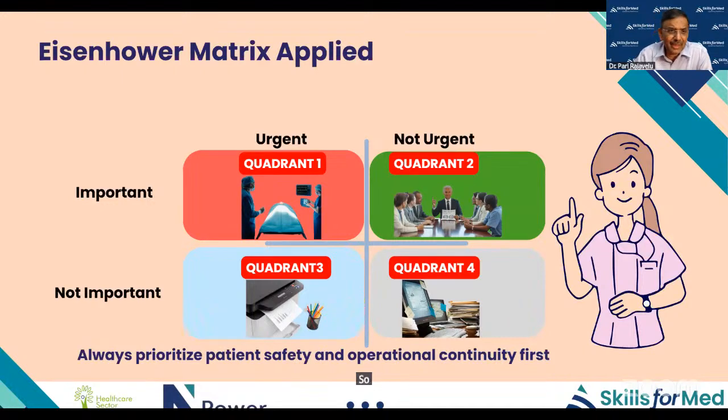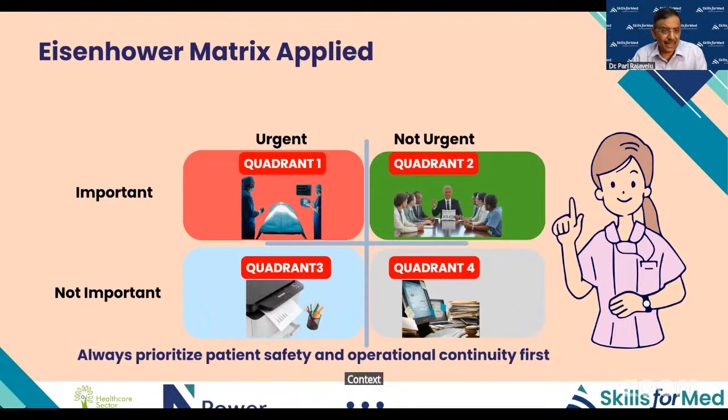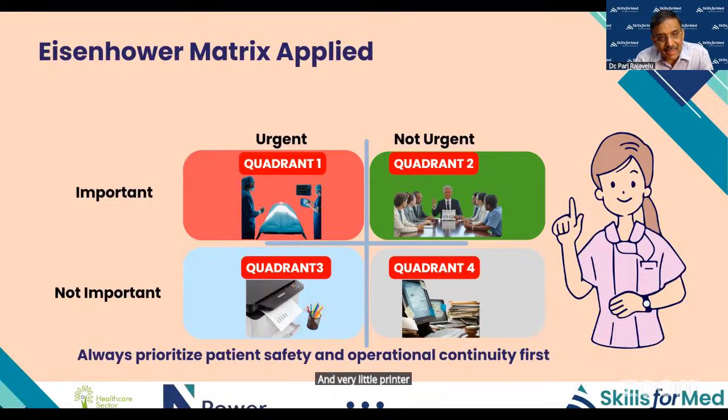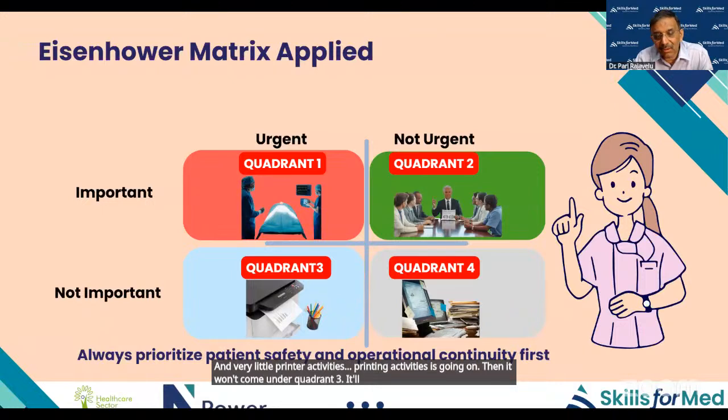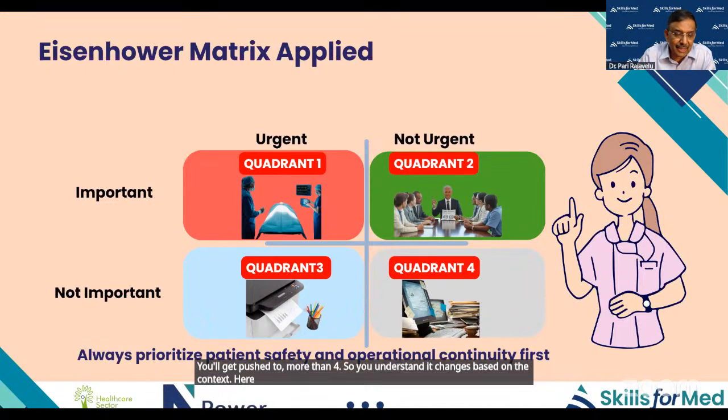So purely looking at a printer malfunction, no, you won't say it is important. No, that's why it's not important. But in the context of healthcare, it becomes urgent. Whereas if it is an office where only three people work and very little printing activity is going on, then it won't come under quadrant 3. It will be not important and not urgent. You'll get pushed to quadrant 4. So you understand it changes based on the context. Here we're talking about the healthcare context.